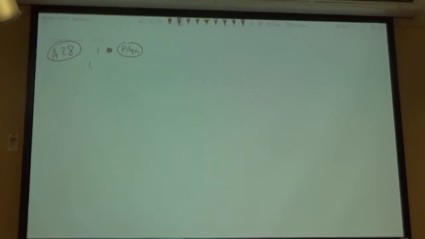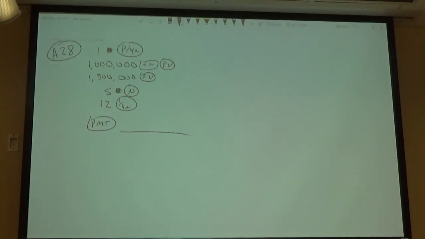All right, so we start off with $1 million, which is what we bought it for, so that's going to be the negative present value. $1,500,000 is what we're going to sell it for, which is the future value. And this is over 5 years, and we want to make a 12% return. And so we're going to solve for payment. Okay.